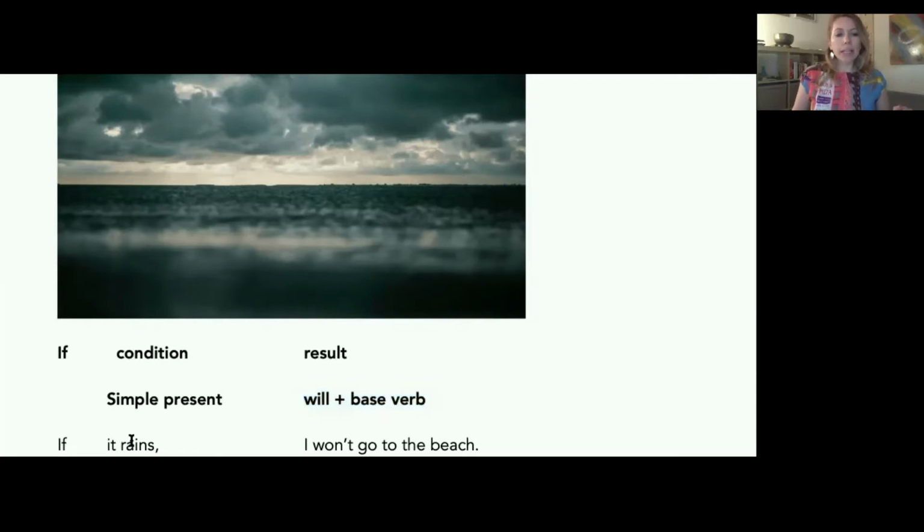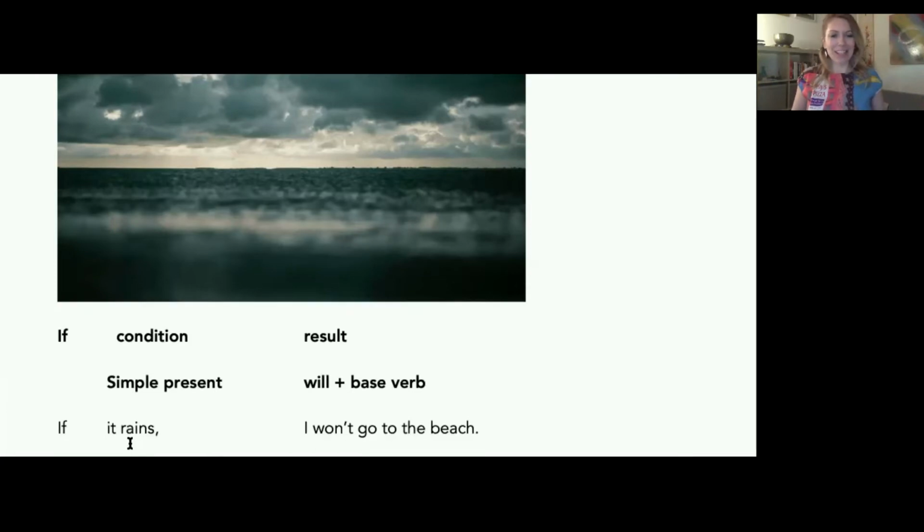Okay? Now, it's possible you can do present continuous here if you really wanted to. If it is raining, okay? And you can do that, all right? If it is raining, I won't go to the beach. But for our sake today, we're just going to keep it simple with the simple present tense. I always say, hey, when you can be simple, why not be simple? It's easy.